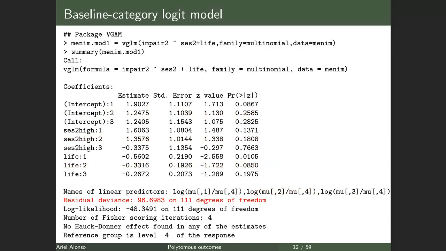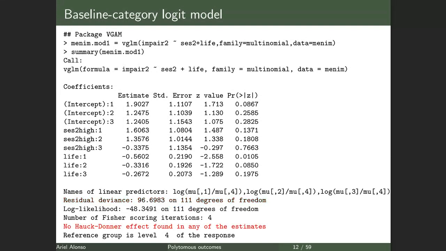And here you have the residual deviance. The residual deviance has the same interpretation as we saw before. It's a likelihood ratio test comparing the fitted model with a saturated model. And if the model is approximately correct, you would expect these values to be more or less the same.